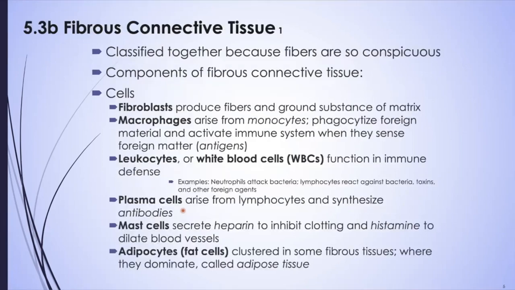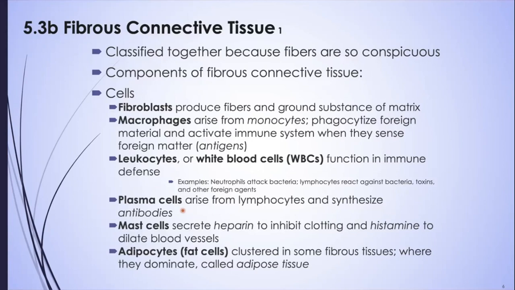So let's go into the first grouping, fibrous connective tissue. They are considered fibrous because the fibers are so obvious, okay? The components of the fibrous tissues are going to include many different types of cells. You got fibroblasts, macrophages, leukocytes, which are white blood cells, plasma cells, mast cells, adipocytes. So depending on which type of connective tissue, you have very specific types of cells. By the way, this is a short list.